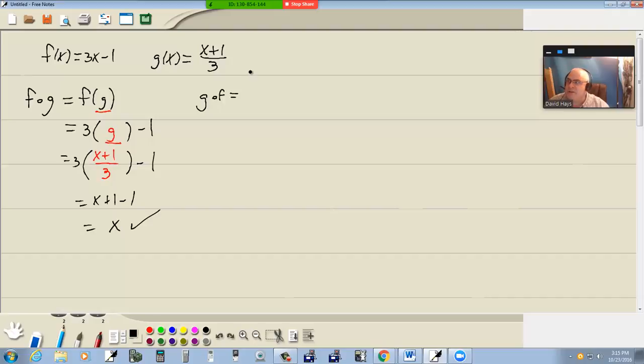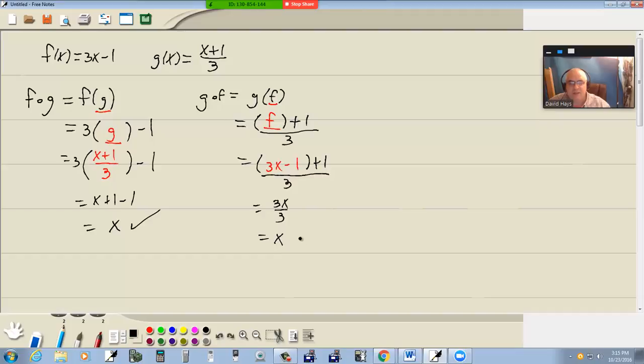So we've got the composition of g and f, which is g of f. So I'm going to take my g of x, which is x plus 1 over 3, and replace my x with parentheses. Now whatever's inside the parentheses here automatically goes in here, so we'll put f in there. So then we've got 3x minus 1. The minus 1 plus 1 cancels, and we've got 3x over 3, and the 3's cancel, and we get x.